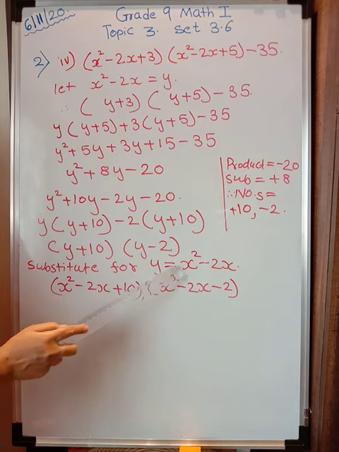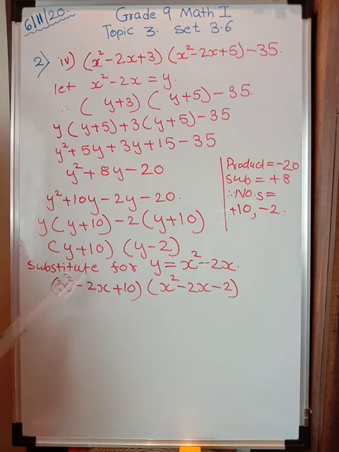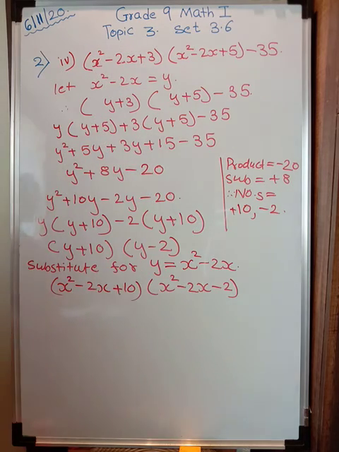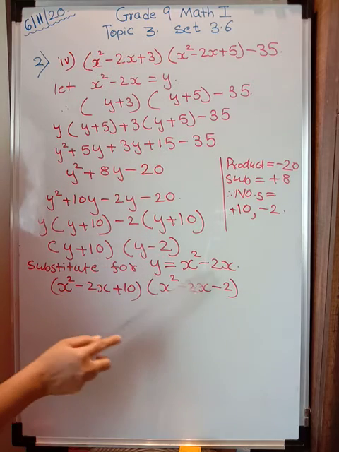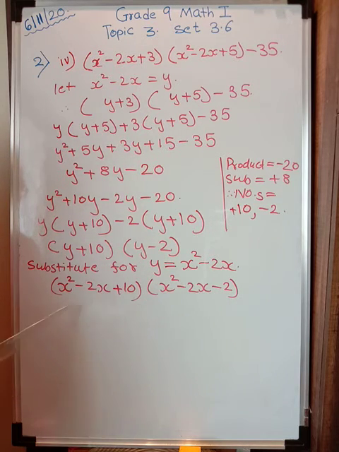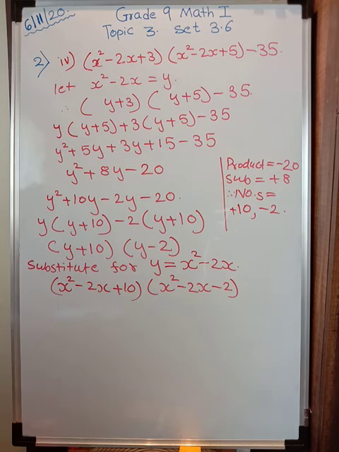Now substitute y is equal to x square minus 2x. So what do I get? x square minus 2x plus 10, x square minus 2x minus 2. So these are the factors. I hope this was the fourth problem from Factorize the Following Polynomials, question 2 from 3.6.